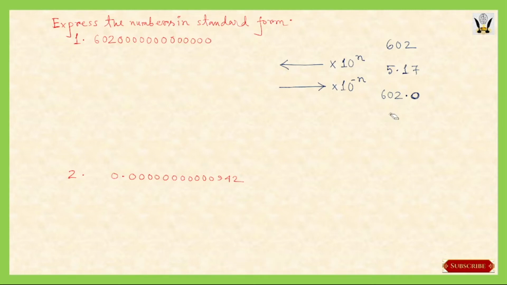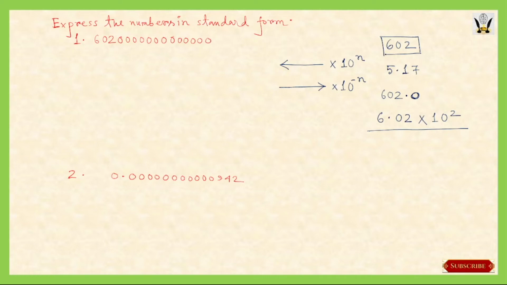So here we have 602.0, and we want to finally represent it in this format 6.02. So the decimal point is moving by 2 places towards the left. So with this number we will be multiplying by the factor 10 to the power n, and what is n? The number of places. So here we are moving by 2 places, so it will be 2. So this is the usual form, and this is the standard form of that 602.